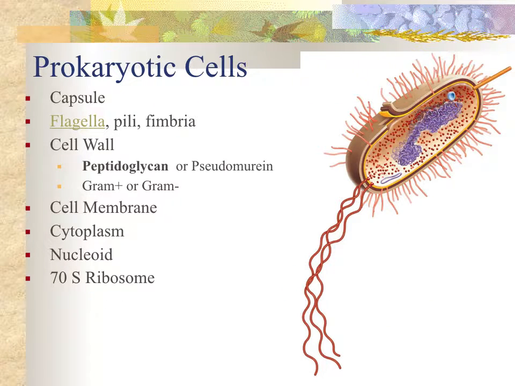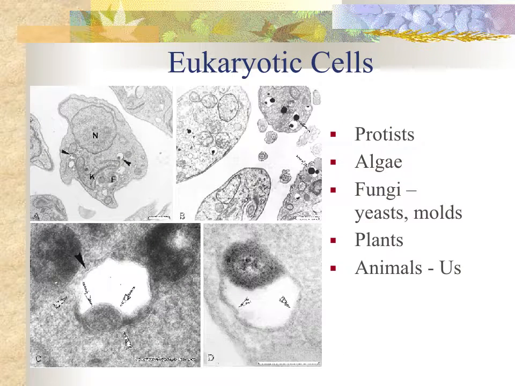Just a reminder, with prokaryotic cells, we talked about the capsular slime layer. Flagella, pili, and fimbriae are extensions of the cell. We talked about a cell wall, made of peptidoglycan in bacteria, or pseudomurein in archaea. They also have a cell membrane, a cytoplasm, a DNA-containing region in the cytoplasm called a nucleoid, and a 70S ribosome. Very simple cells, but a very successful design.